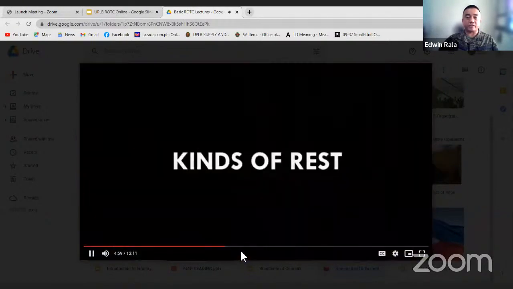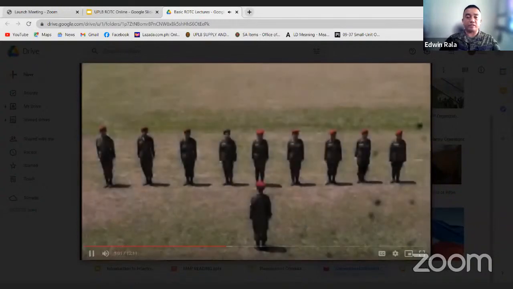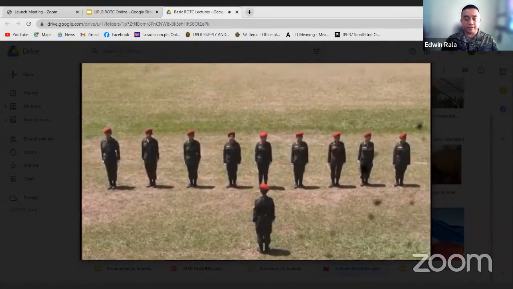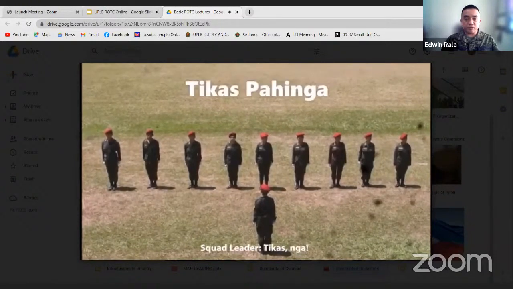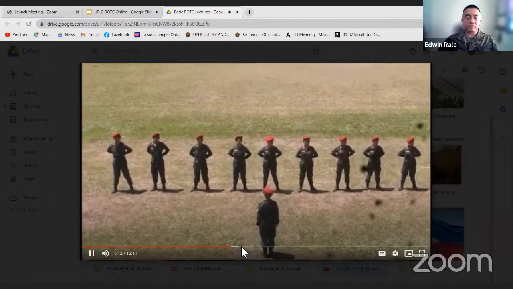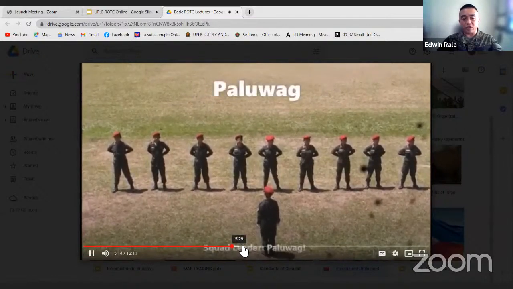Kinds of rest. Rest, hindi yung nagpapahinga, but yung how soldiers exhibit yung tikas, mga pahinga. Rest. Yan, tikas, pahinga. So, i-explain niya nung cadet officer. Paluwag.